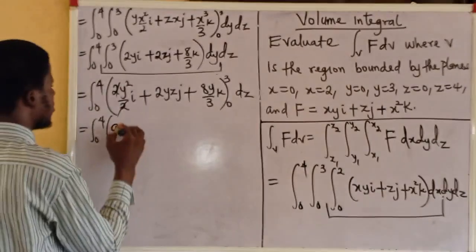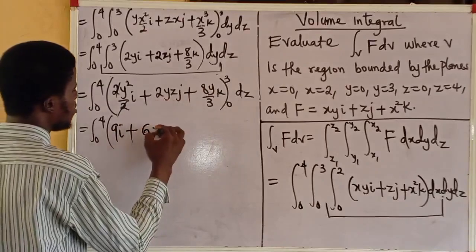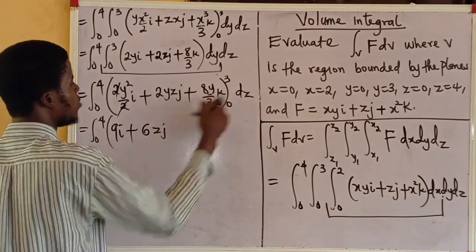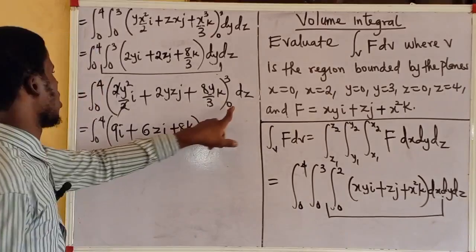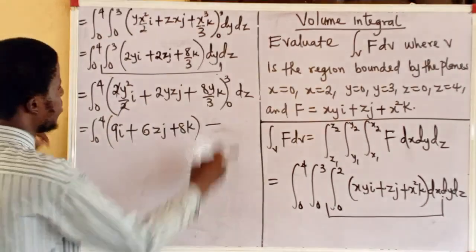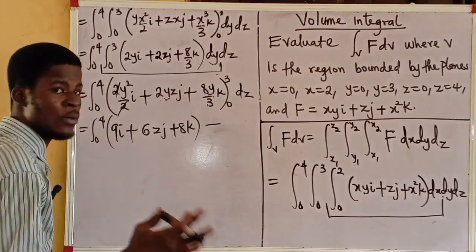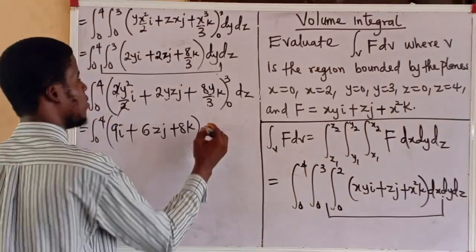3 squared is 9. Plug in 3 for y, that's 6z j. Plug in 3 for y, 3 will cancel 3, we are left with 8k. Then I'm supposed to say minus, I'll substitute 0 for y now. But if I plug in 0 for y in each of these terms here, it will give me 0. So there's no need to plug in 0 since it's going to give 0.